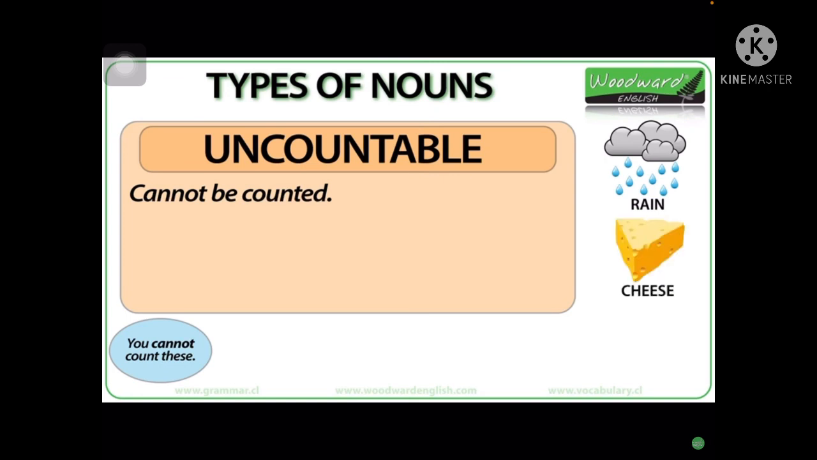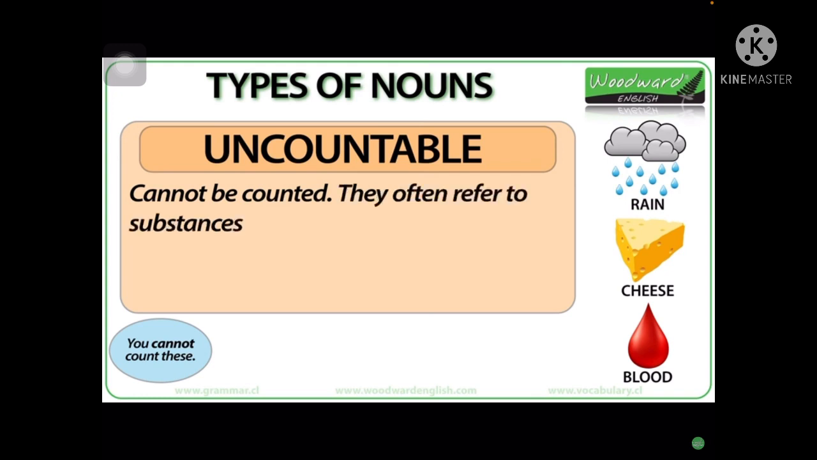Cheese is also an uncountable noun because you can't count cheese in English. You can count slices of cheese, but then you're counting slices, as in 1 slice or 2 slices and not cheese. The same with blood. Blood is uncountable. You can count drops of blood, but then you're counting the number of drops, 1 drop, 2 drops, and you're not counting blood.